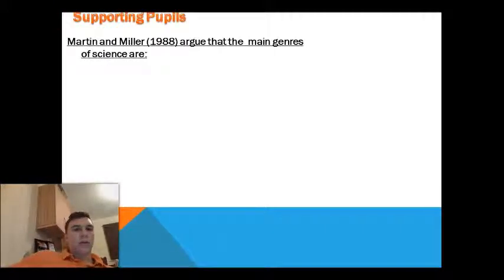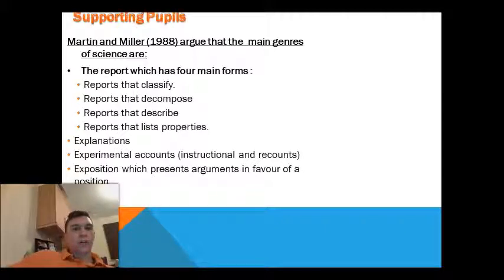Supporting pupils. Martin and Miller argue that the main genres of science are the report, which has four main forms: reports that classify, reports that decompose, reports that describe, and reports that list properties. Secondly, explanations. Thirdly, experimental accounts, both instrumental and recounts. And exposition, which presents arguments in favour of a position.